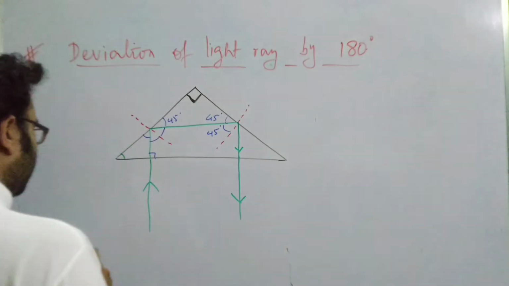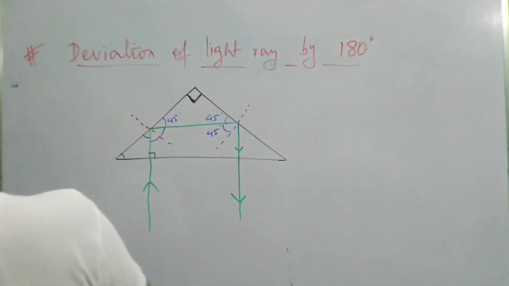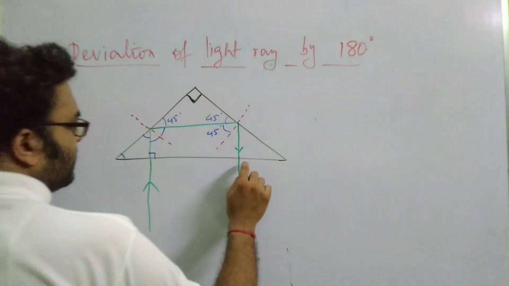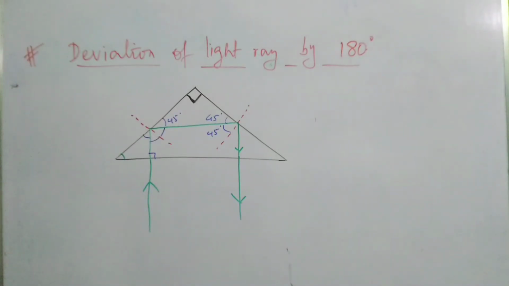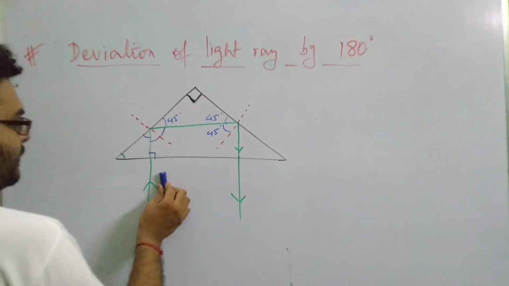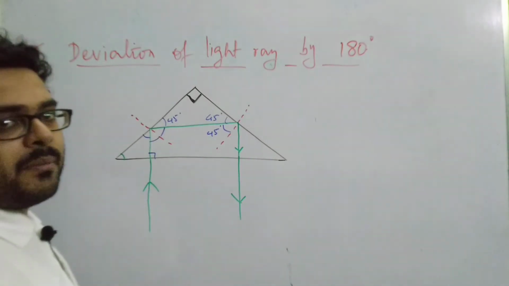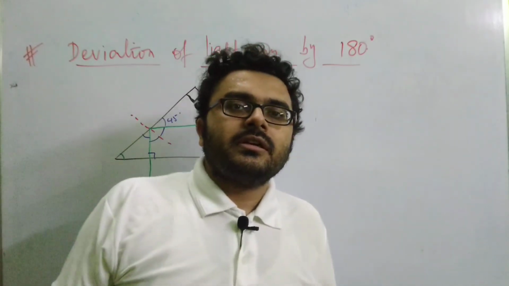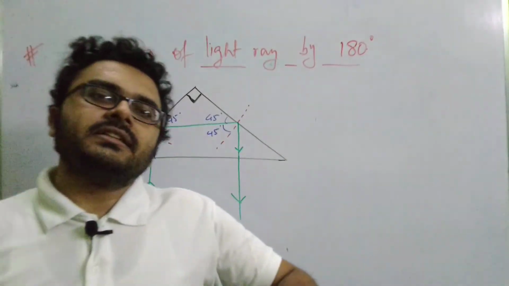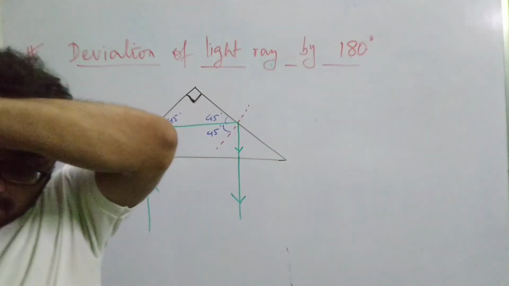So because here the angle of incidence is again 90 degree at this surface, 0 degree at this surface, hence the light ray will be reverted back. So you can see the light ray was going in the upward direction, and now the light ray comes in the downward direction. So has the light been diverted by 180 degree? Exactly, yes. So this is the second application.